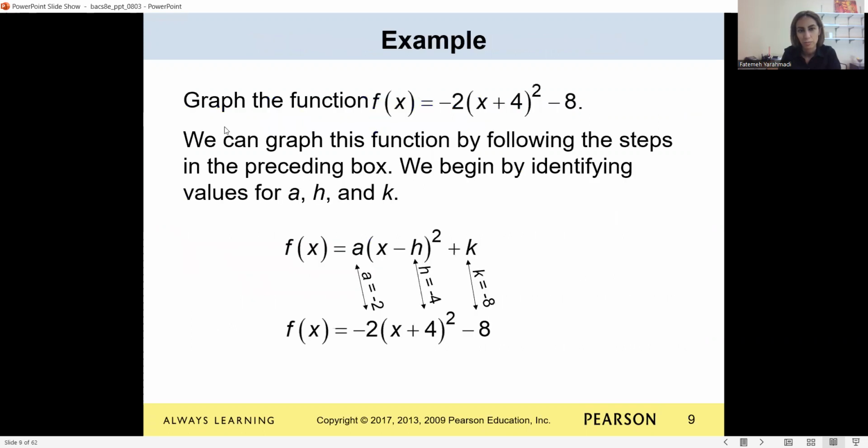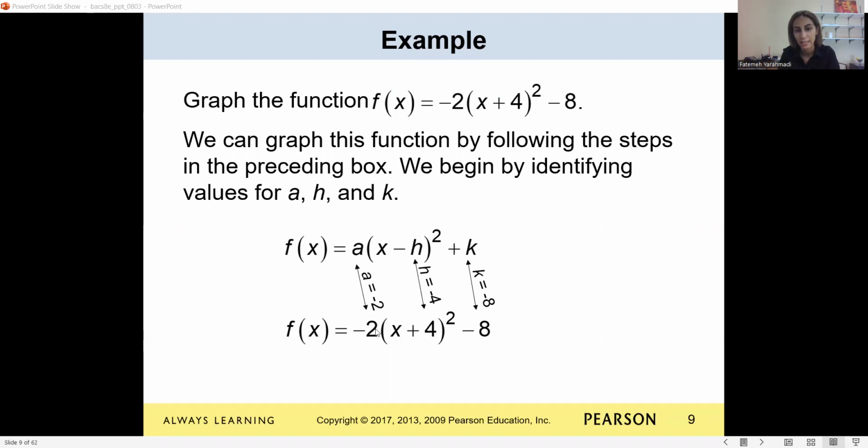Very good. So the very first example: graph the function f of x equals -2(x + 4)^2 - 8. Compare this function with the general form of a quadratic function, a(x - h)^2 + k. This example says you have a -2 multiplied by (x + 4)^2 minus 8. So let's identify this.